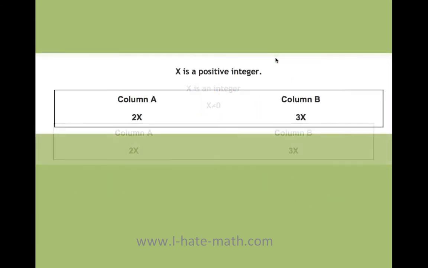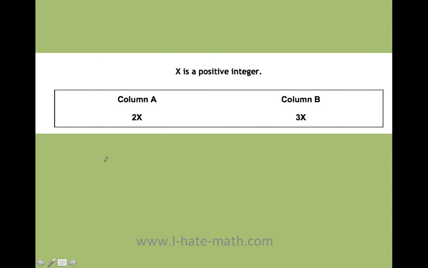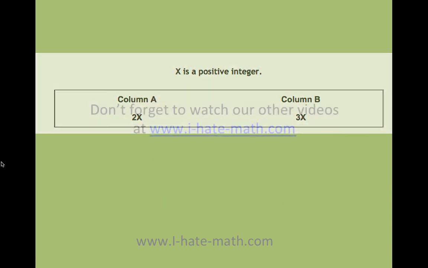The final one is that x is a positive integer. Beautiful. You know what I'm going to do? I'm going to plug in positive integers, such as 1, and that's going to give me 2, and this one is going to give me 3. So B is winning. And then I'm going to put something like 10, which is 20, and this is going to be 30. Awesome. No matter which number I put, because x is a positive integer, B will always win. And that's how easy it's going to be.